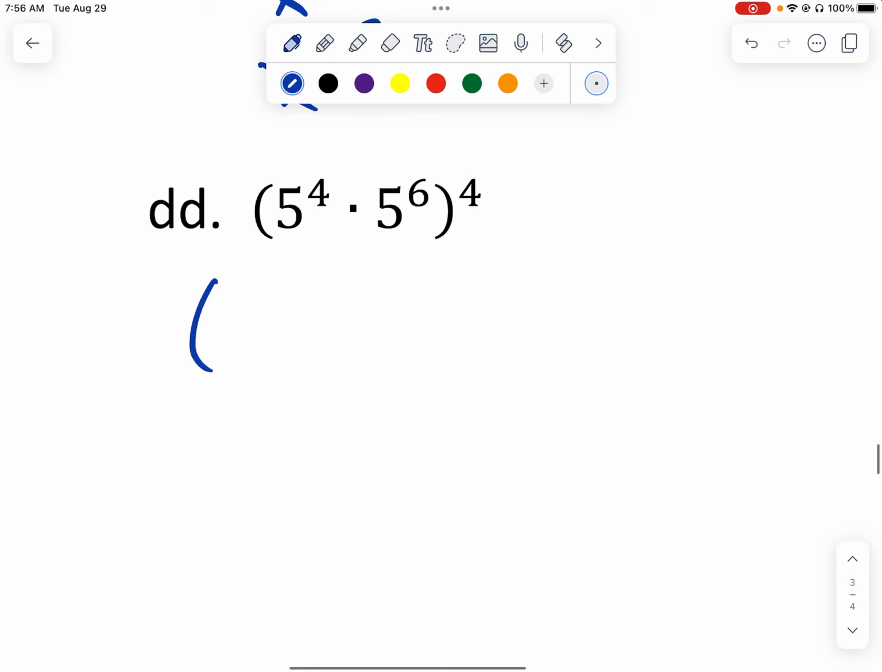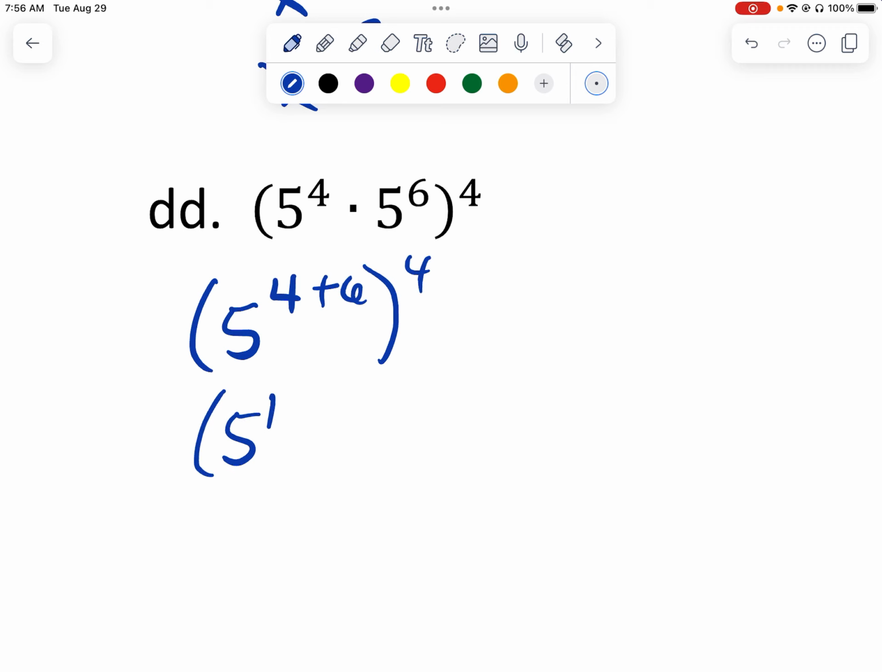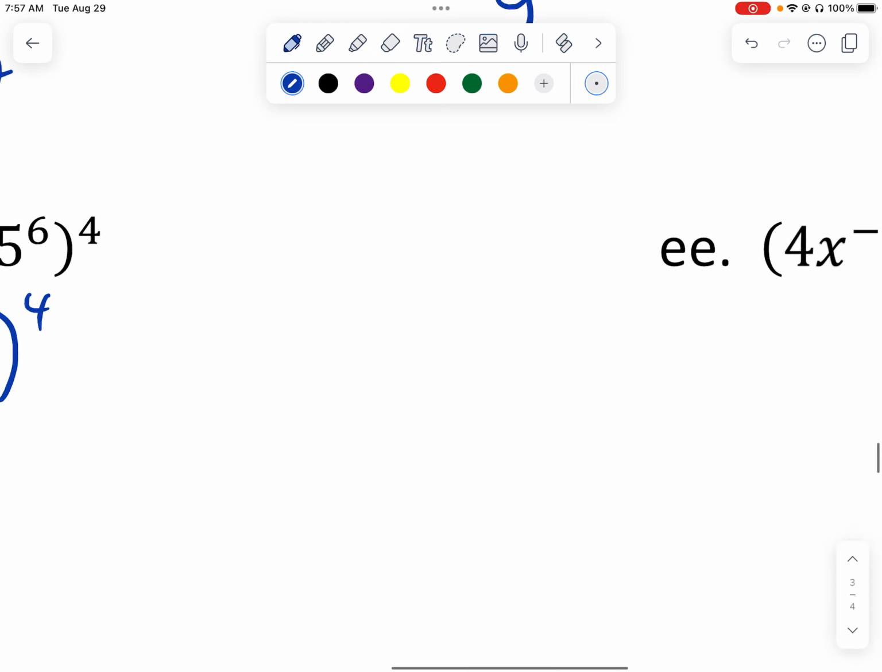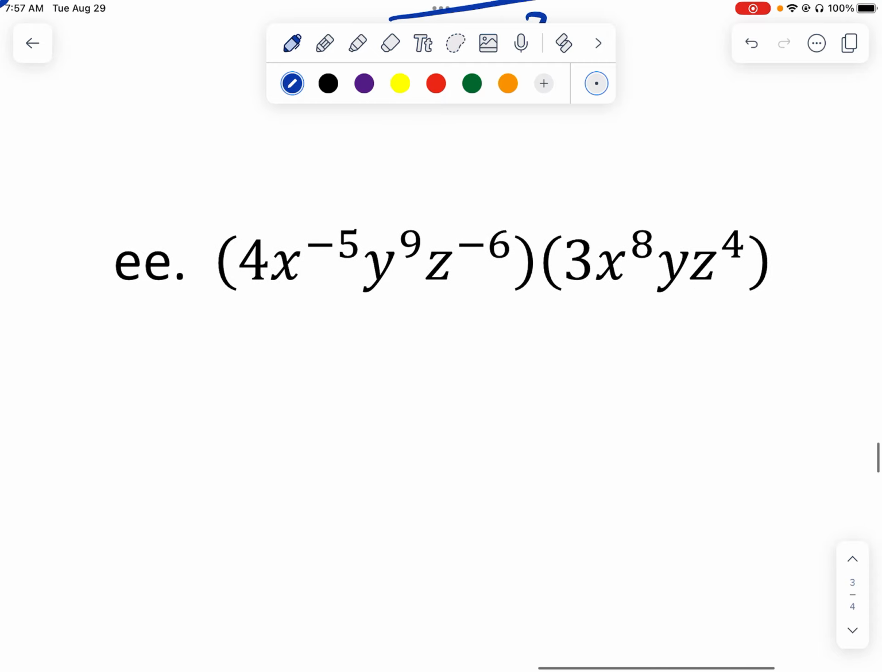Here, we have something going on in the inside, so I need to add my exponents. So that would get me 5 to the 10th raised to the 4th. So now I have a power raised to a power, so I need to multiply my exponents. This one, it's just multiplication, so I multiply.